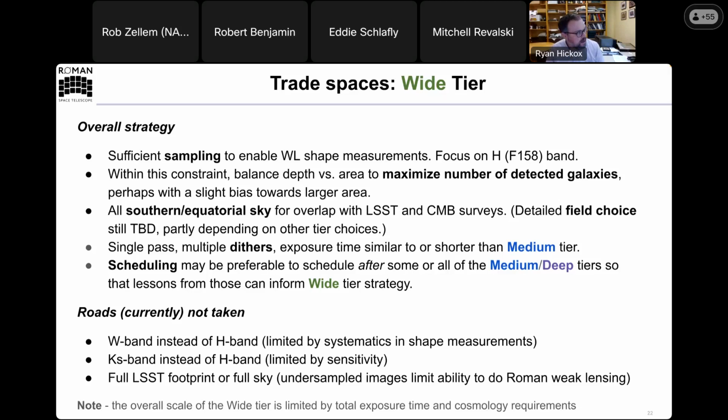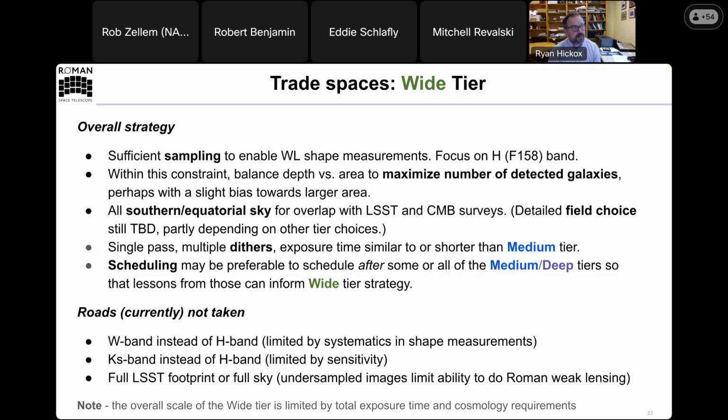One is that we require sufficient sampling of the images in order to be able to do the weak lensing shape measurements. So a single pass with a single exposure doesn't necessarily work. You get a lot of chip gaps, or you get only a single roll angle. That makes it hard to do the weak lensing measurements.